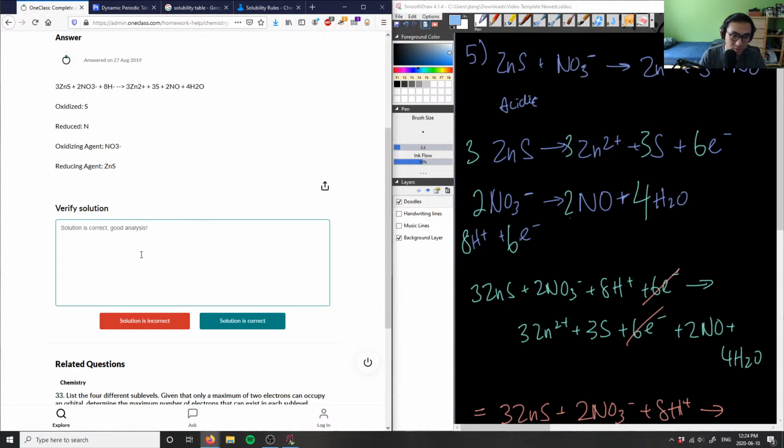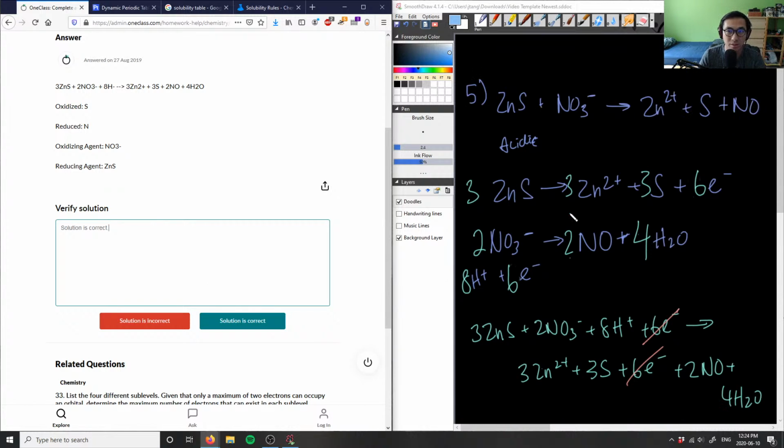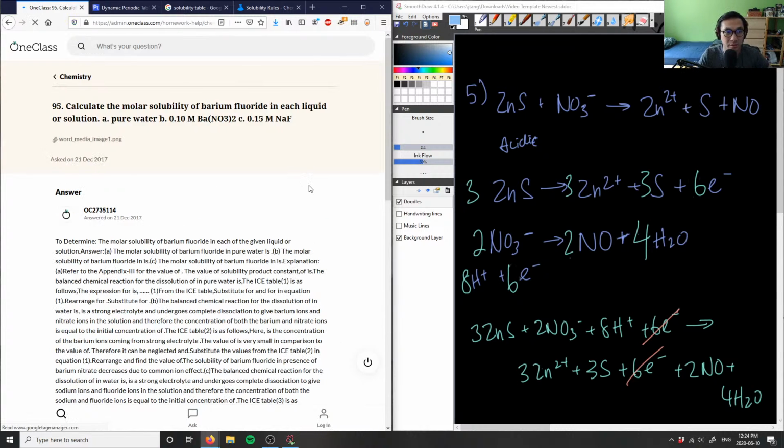It's a good analysis as well. Actually, I guess there's no analysis, so just say the solution is correct because they didn't really give us the step-by-step format for this. So the solution here is correct.